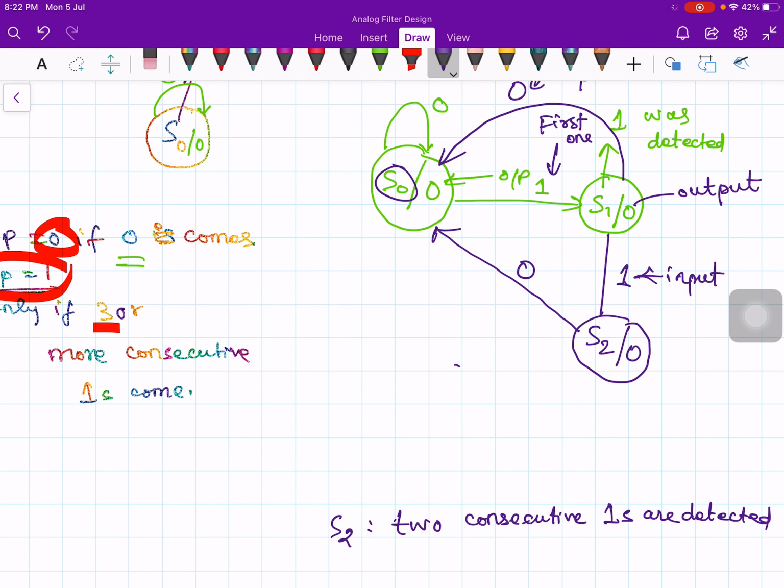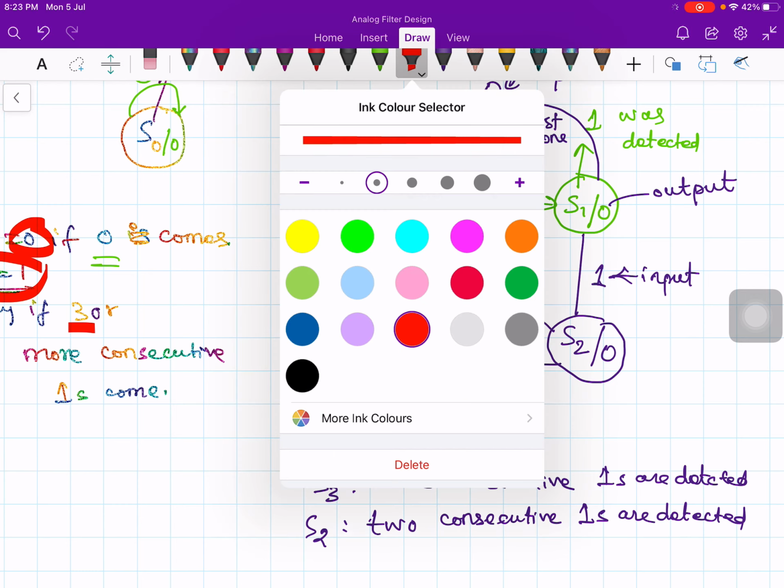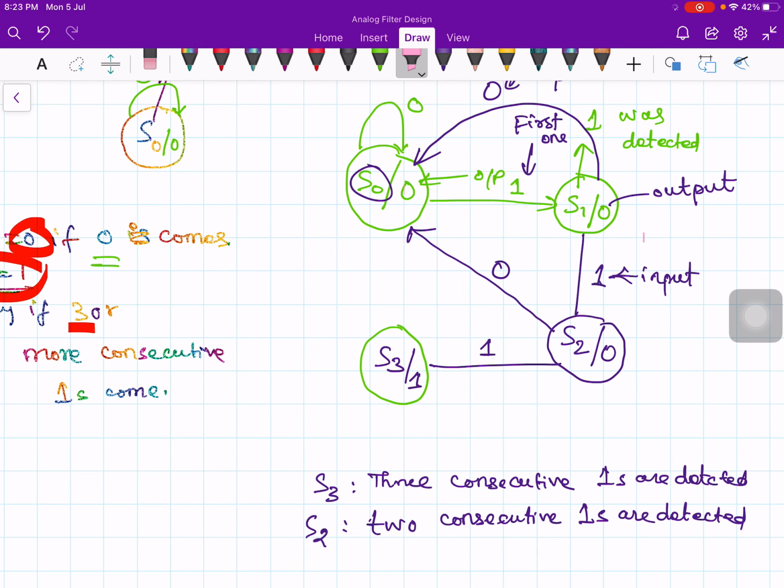The third consecutive one comes, then it goes to S3. What is S3? S3 indicates 3 consecutive ones are detected. If 3 consecutive ones are detected, then what is the output? Output is 1. Now notice here, the output is 0, here output is 0, here output is 0, but here output is 1. That means if 3 consecutive 1s are coming, then my output is 1 and I will be in the state S3. So whenever the machine is in state S3, that means you have detected 3 consecutive 1s.